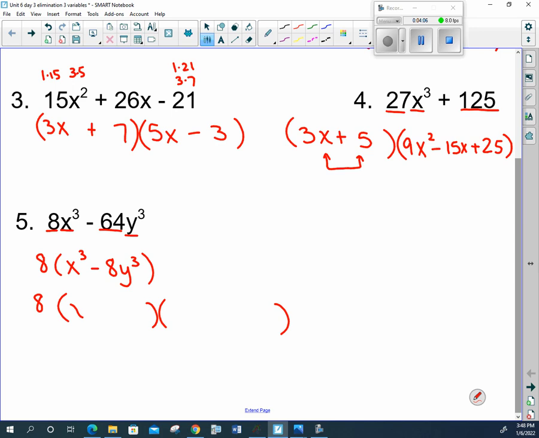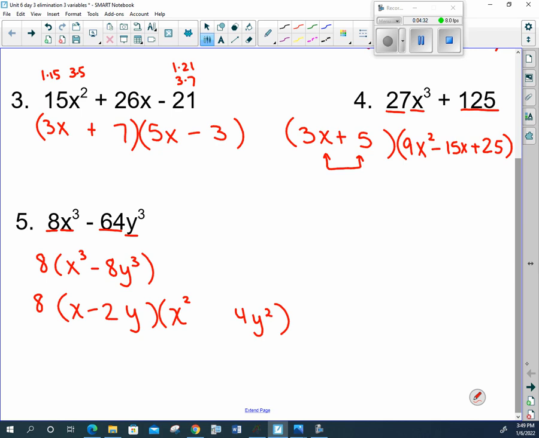Cube root of x to the third is x. Subtract, cube root of 8 is 2. Cube root of y to the third is y. So that's my first parenthesis. So my second parenthesis, x times what is x to the third? That would be x squared. Negative 2y times what is going to give me minus 8y to the third? That's going to be 4y squared.